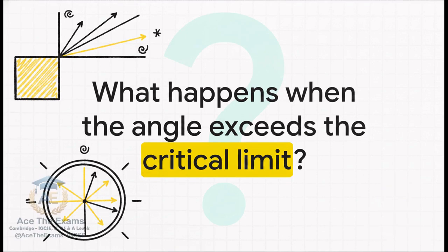Okay, so we've got standard reflection completely locked down. But what happens when a light ray is traveling from a denser medium to a less dense medium, and the angle increases so much that it exceeds the critical limit? At that point, the light simply cannot refract anymore. It gets completely trapped inside. This is the phenomenon of total internal reflection.